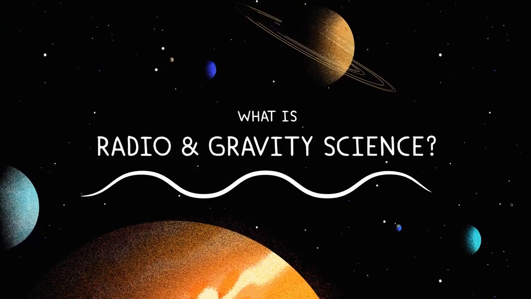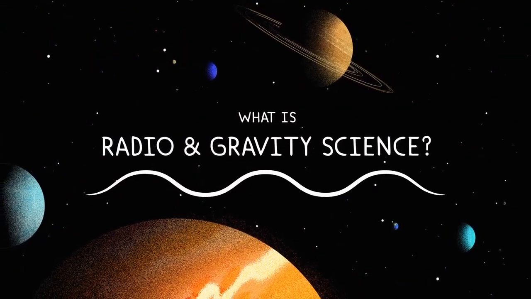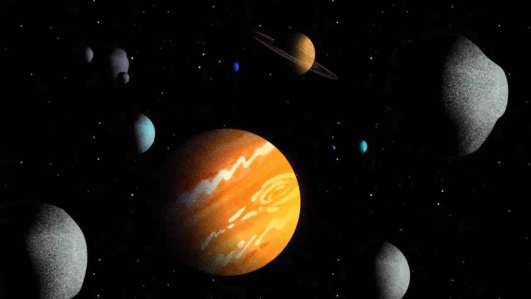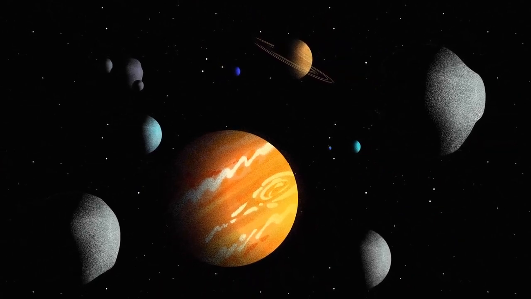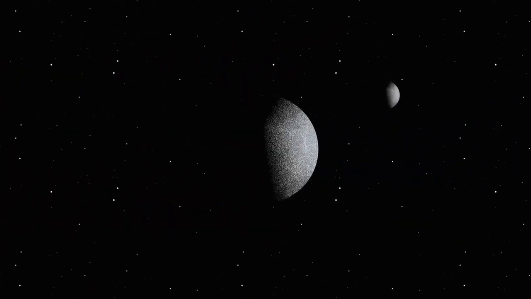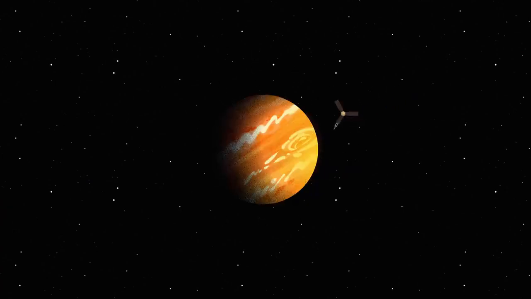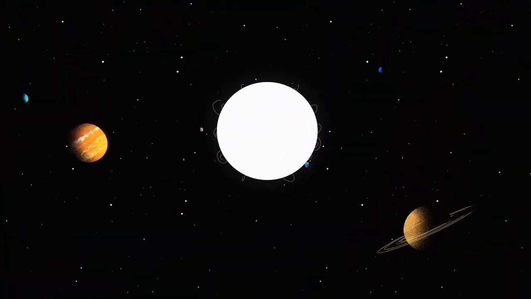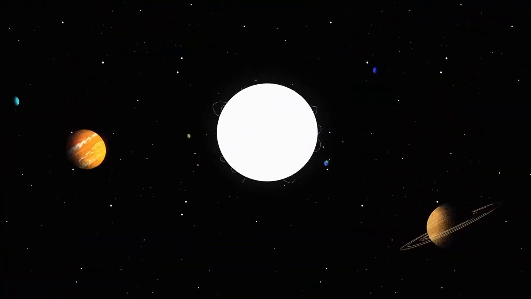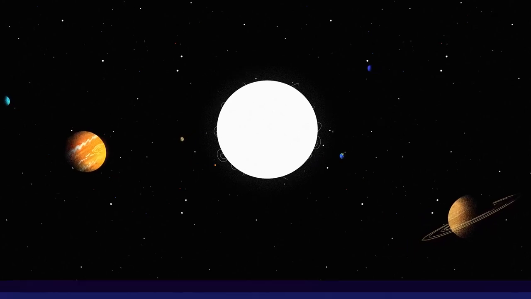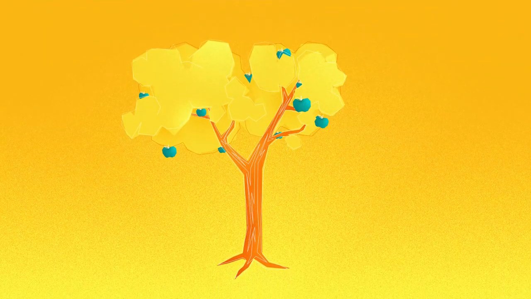But what is radio and gravity science, and how can it help us learn more about the planets, moons, and other small bodies in our solar system? We're all familiar with gravity. It's the force by which an object attracts other objects, such as a planet pulling a spacecraft toward it. Gravity is also the force that keeps all of the planets in orbit around the Sun. Here on Earth, we experience this every day.